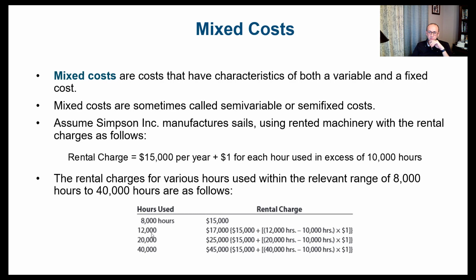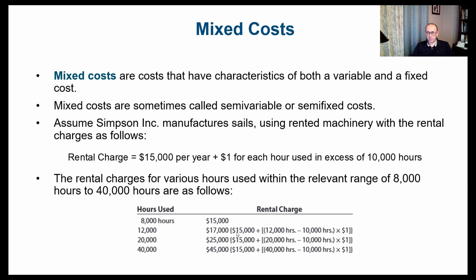So for example here, when we have 12,000 hours, we take the 15,000, which is the fixed amount, plus we see how many hours over the 10,000, which is 12 minus 10, that's 2,000, multiplied by 1, that's again $2,000. We take the 2,000 plus the 15,000, that would be 17,000.